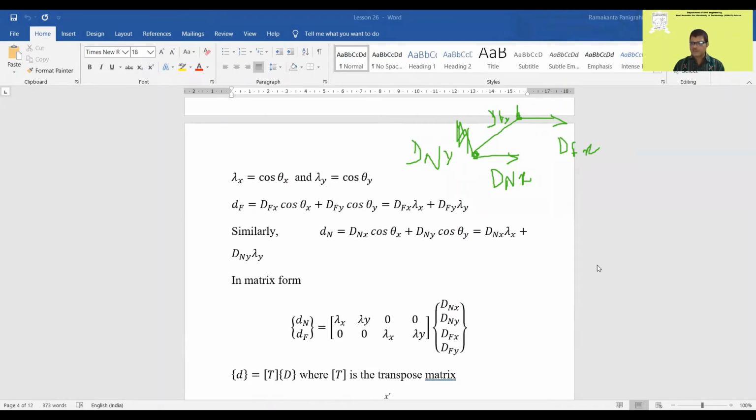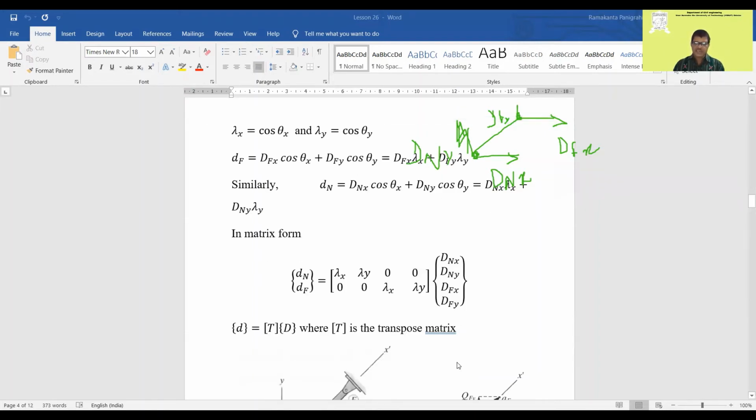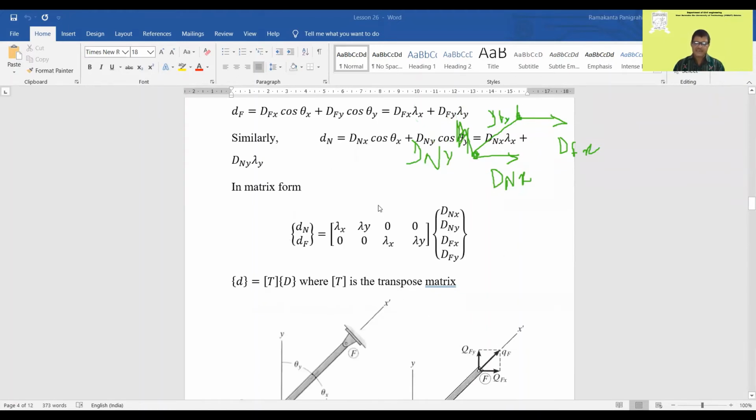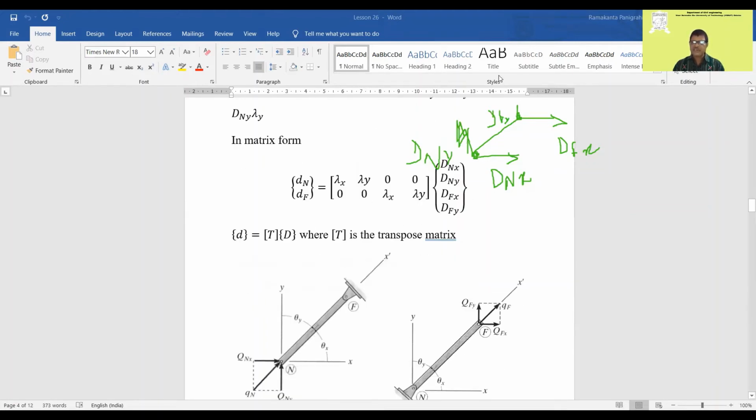Now if there are global values, then what are the local values? From here, dn is equal to lambda x dnx plus lambda y dny. So in matrix form: lambda x, lambda y, 0, 0; 0, 0, lambda x, lambda y, multiplying dnx, dny, dfx, dfy. This is how they are related. The displacement in local coordinates is related to the displacement in global coordinates by a matrix. What is the matrix? This is the matrix, right?